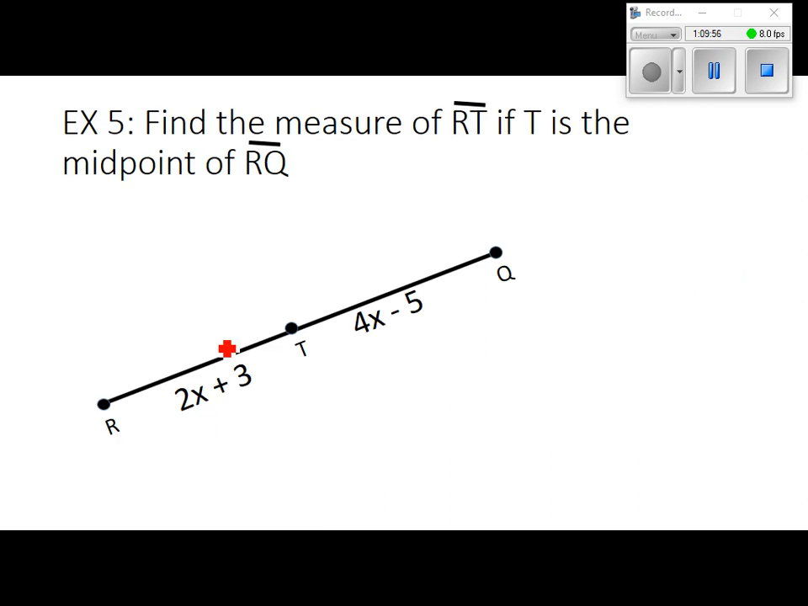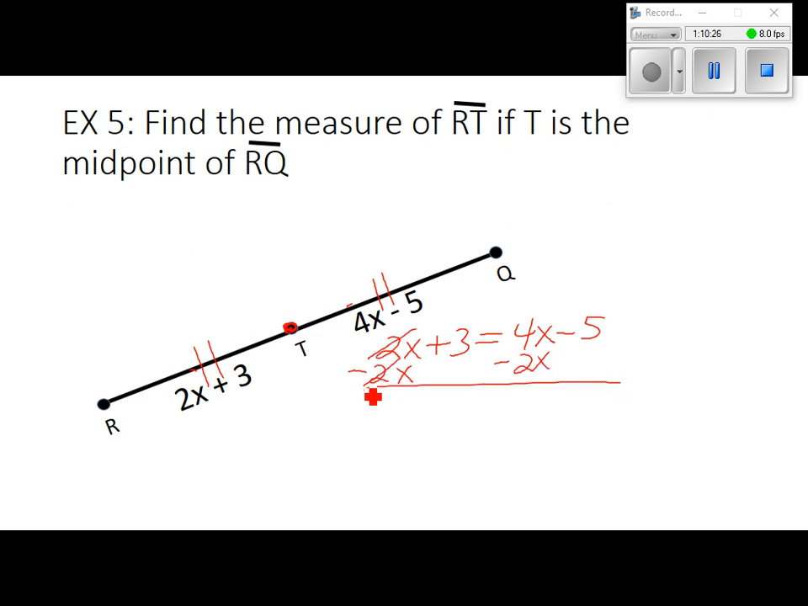Look at this one on your paper there. We're going to do this real quick. We've already done problems like this earlier this year. If T is a midpoint, what do you know about these 2 segments? They're congruent. What equation can I set up? 2x plus 3 equals 4x minus 5. Write that down on your paper. Now what? Start solving. Just subtract the x's.